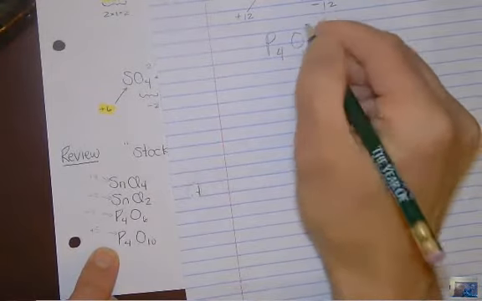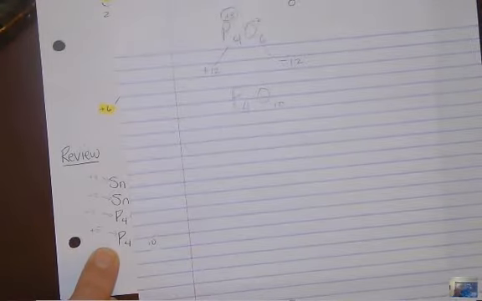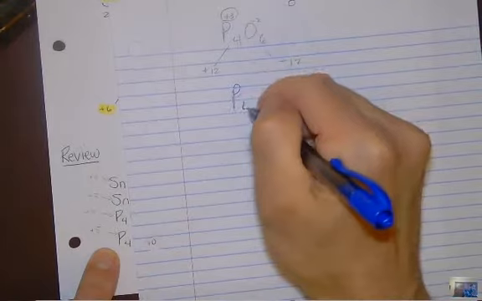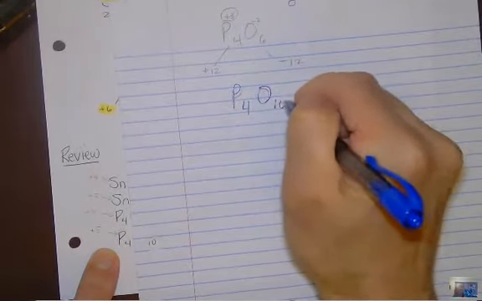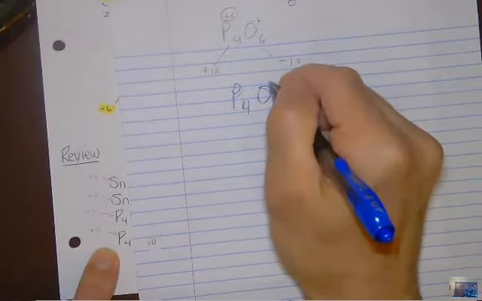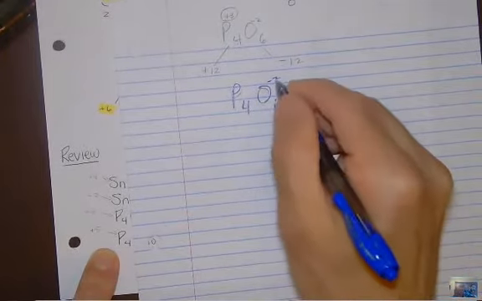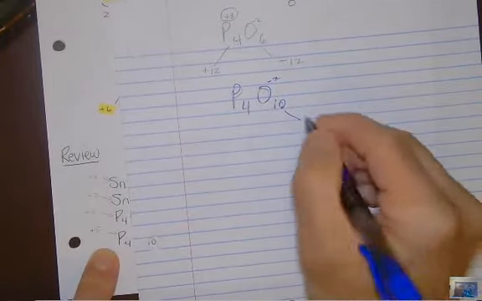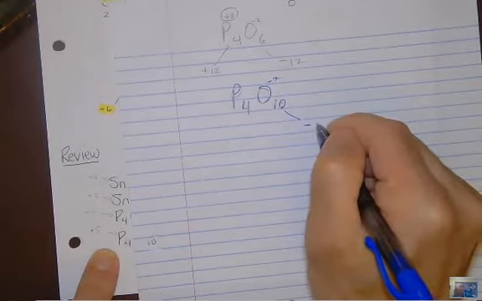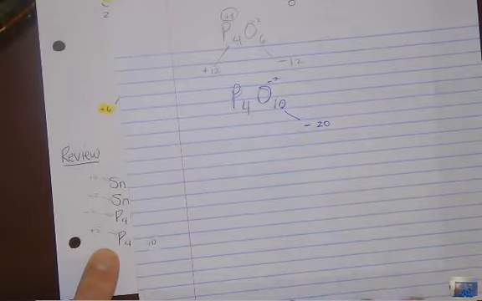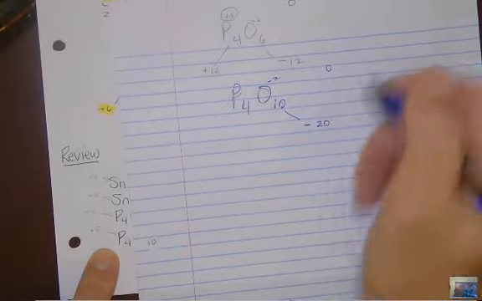P4O10. Again, oxygen is all the way on the right-hand side, right? So it's in its typical oxidation state. So each oxygen is -2, and there are 10 of them. So 2 times 10 is equal to -20, right? So these guys are -20. They all have to add up to 0.